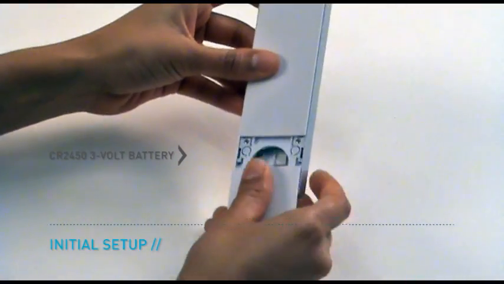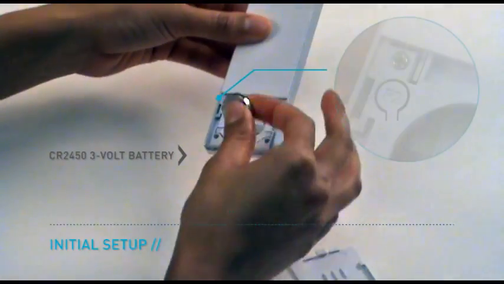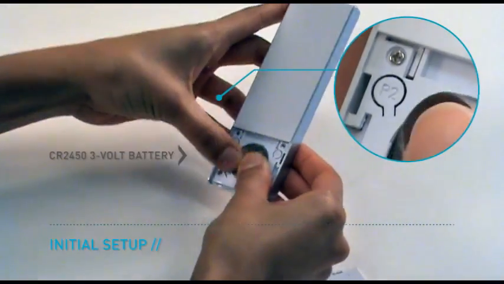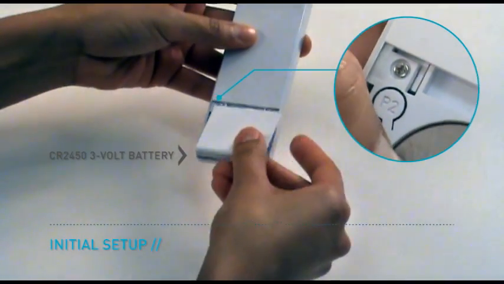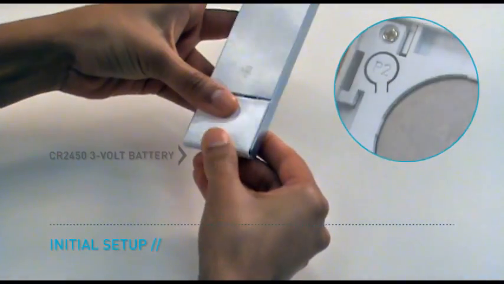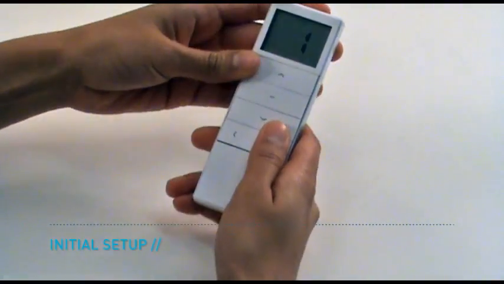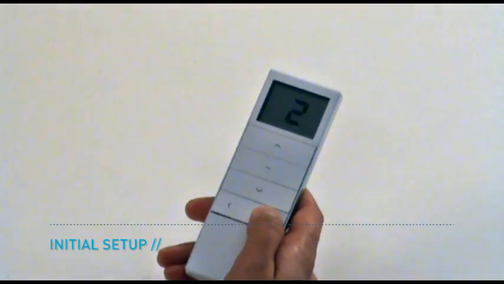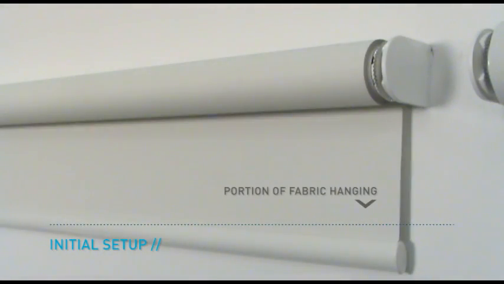Before you commence programming, place a CR2450 3-volt battery into the remote. Take note of the P2 button on the back of the remote next to the battery slot. This will be used throughout programming. Ensure a portion of fabric is hanging to prevent the bottom rail from jamming into the roller blind during programming.